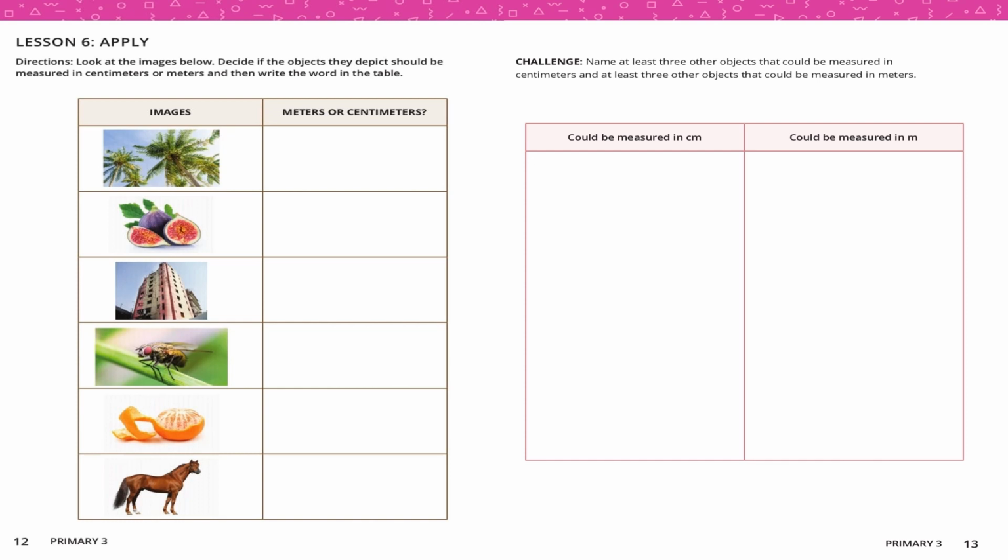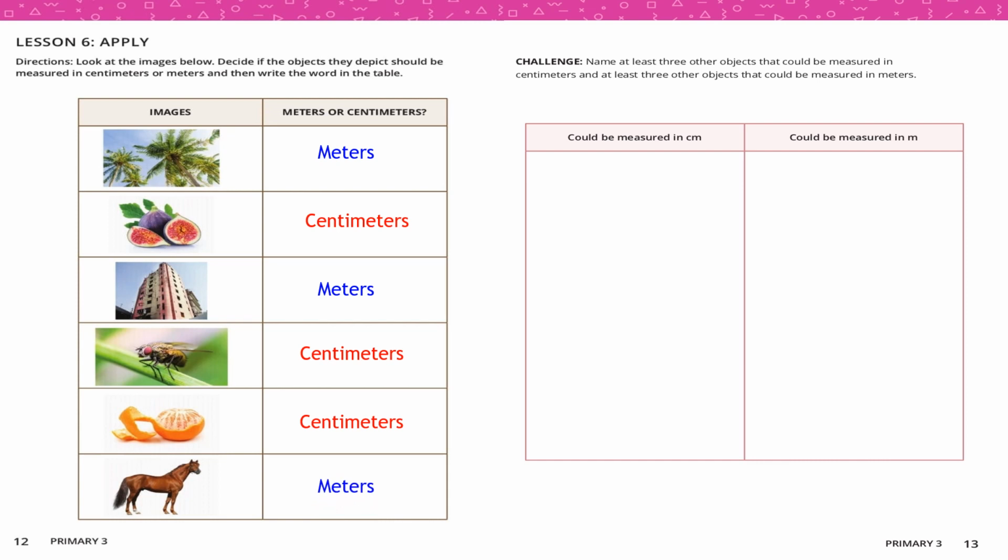We have some trees here. We will measure them using meter, sure. And some figs, we will use centimeters. And building, we will use meters. And our insect here, we will use centimeter. And our orange here, we will use centimeter. And the length of the horse will be in meter.